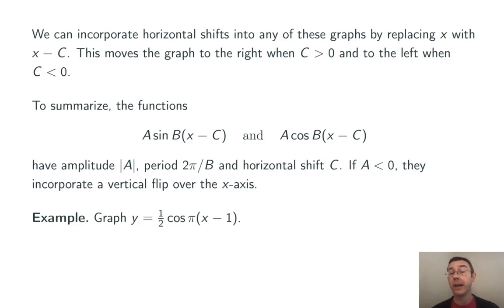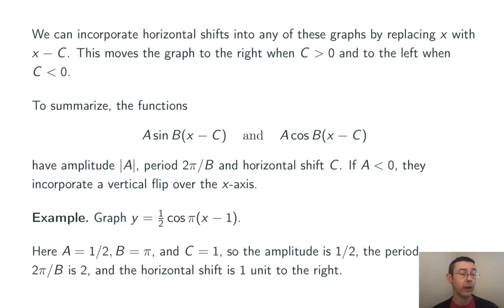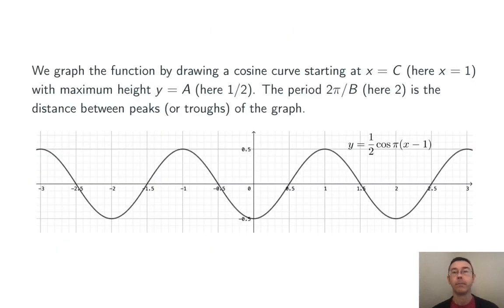Graph y equals 1/2 cosine pi times the quantity x minus 1. So in this case, a is 1/2, b is pi, and c is 1. So the amplitude is going to be 1/2. The period, 2 pi over b, is going to be 2, and the horizontal shift is going to be 1 unit to the right. Here's what the graph looks like.